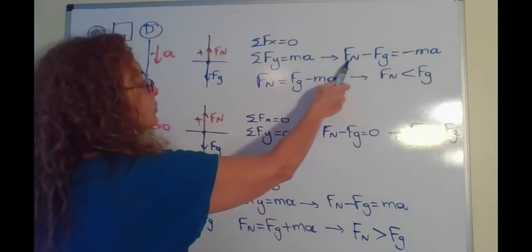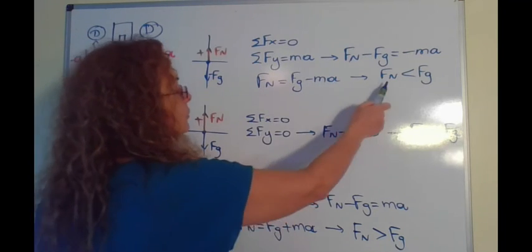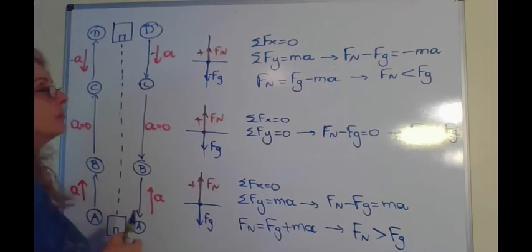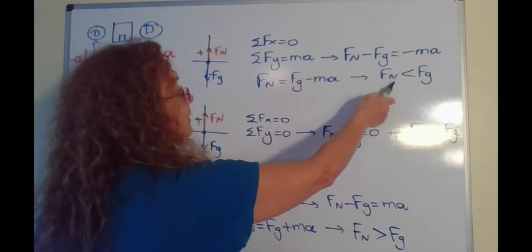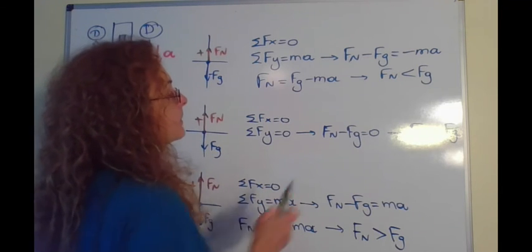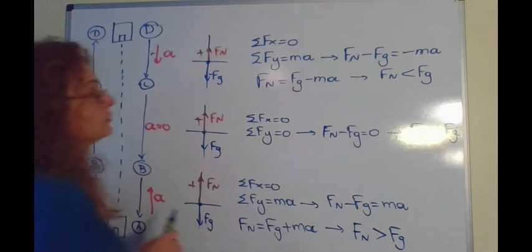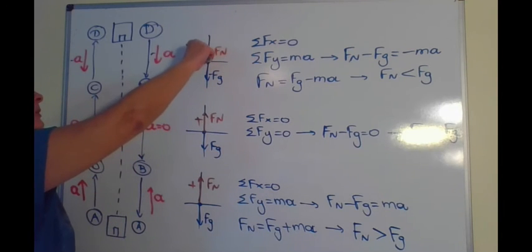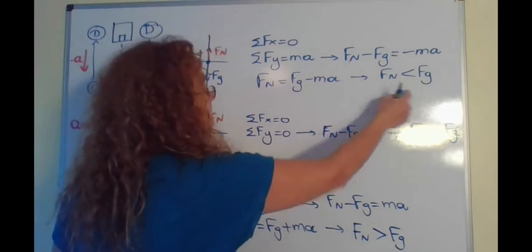Meaning that if I solve for the normal force, it is gravity minus ma, which means that the normal force in these cases is less than the force due to gravity. So the pressure under the feet, the pressure between the box and the floor, is less. By how much? It's less by mass times acceleration. This is what is going on. Now, if I want to draw it, I need to make sure that the normal force is shorter than the force due to gravity to show that it's less.